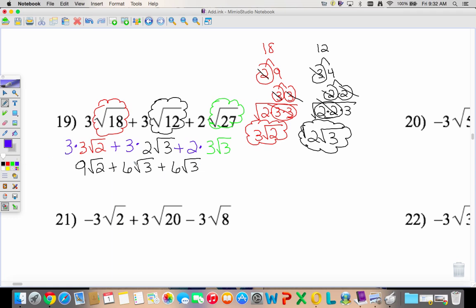Okay, think of this as saying 9x plus 6y plus 6y. You're going to combine your like terms. Well, if you look, you have a square root of 3, and another square root of 3. So we can go ahead and combine these two. There's no other square roots of 2, so we have 9 square roots of 2. Plus, we're going to go ahead and combine these. 6 plus 6 is 12, so we have 12 of those square roots of 3. And that's your final answer.